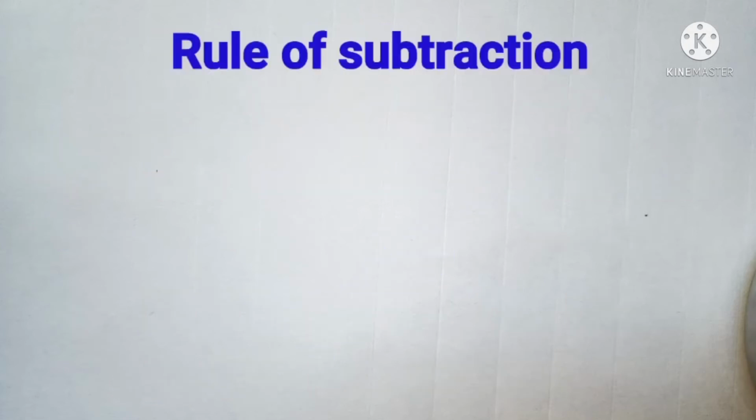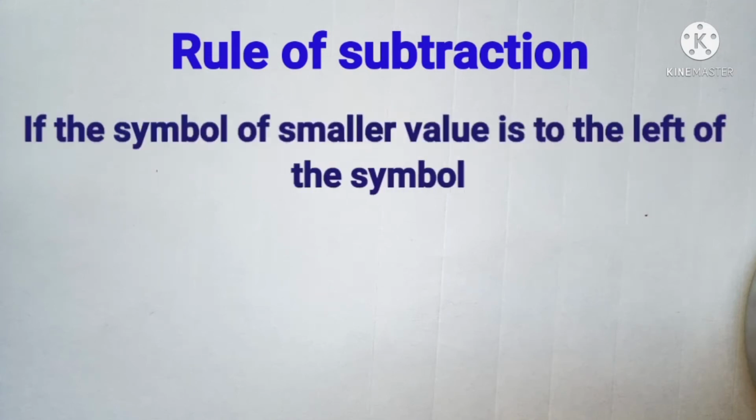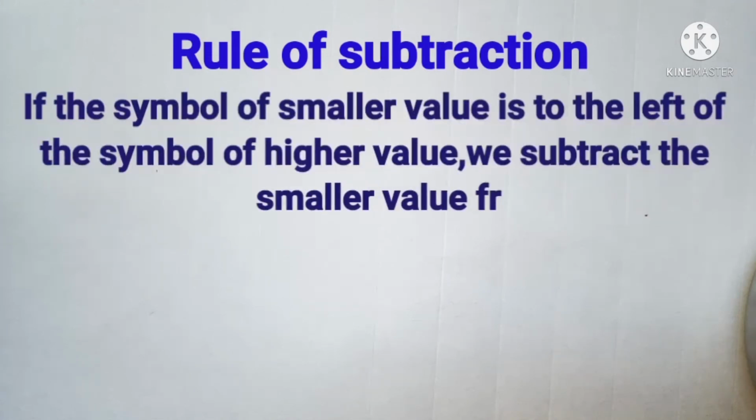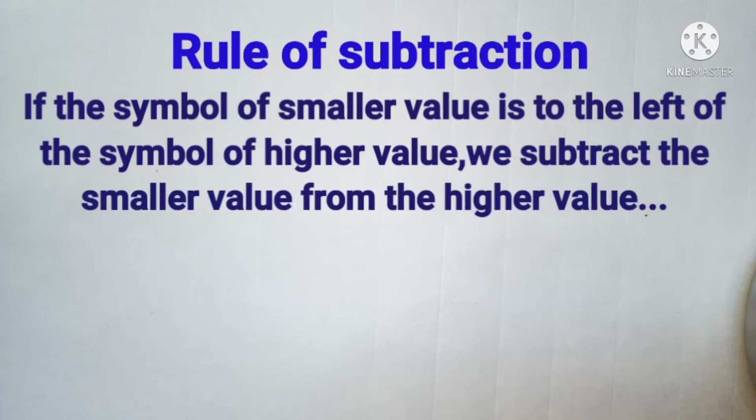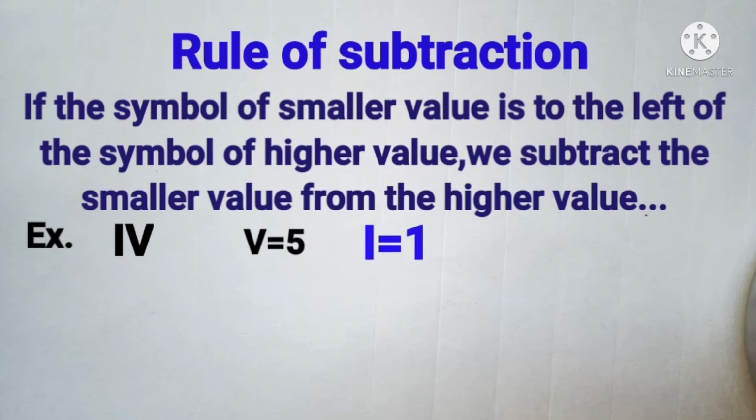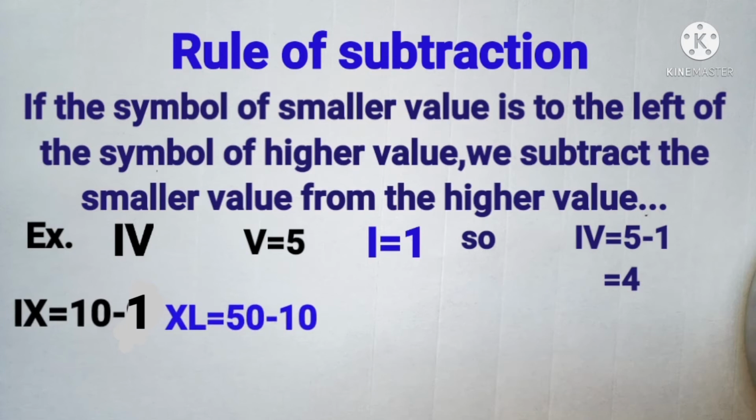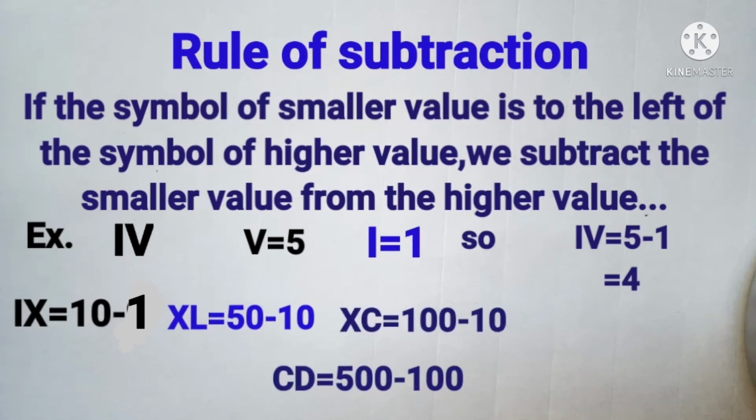Now, rule number 3, the rule of subtraction. If the symbol of a smaller value is to the left of the symbol of higher value, we subtract the smaller value from the higher value. For example, IV. V has its value as 5 and I has its value as 1. So IV will be 5 minus 1, which is equal to 4. Similarly, IX is equal to 10 minus 1.